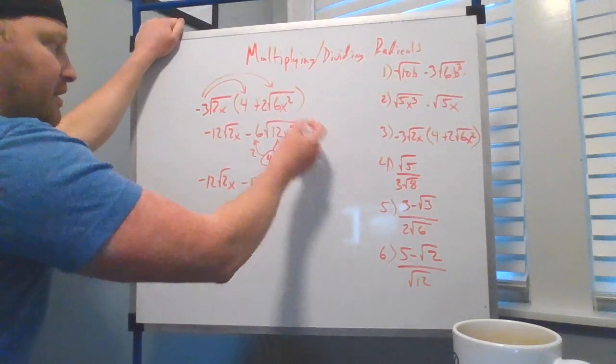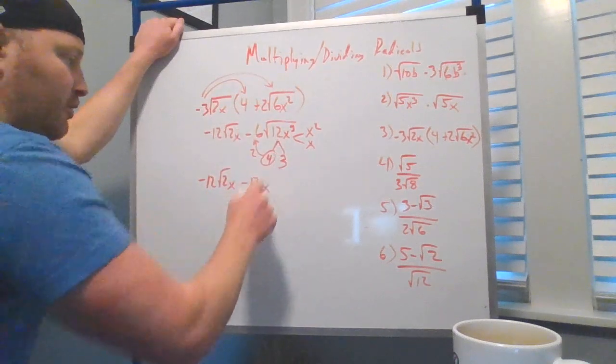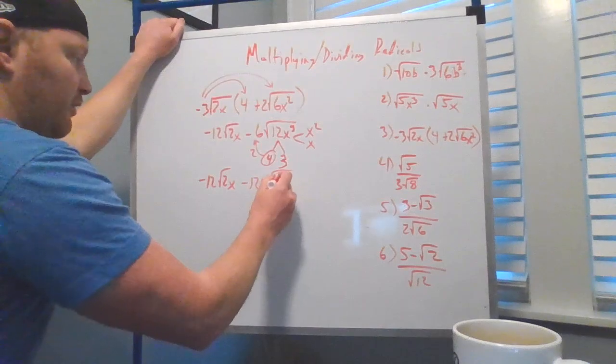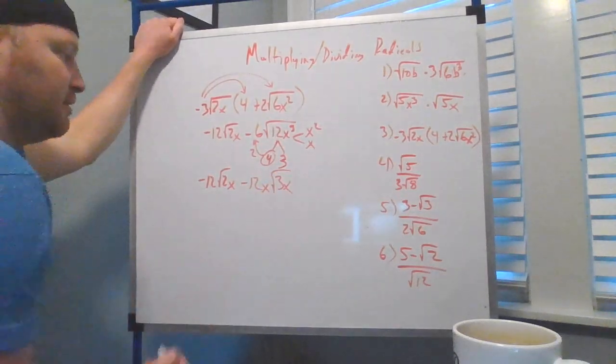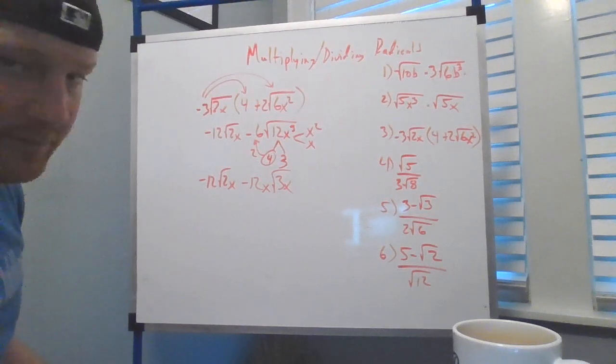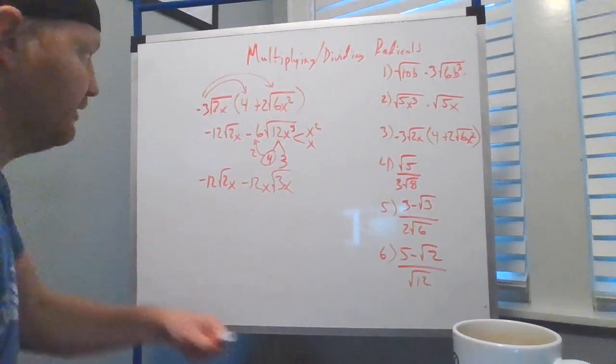This x squared comes outside as an x because power 2 divided by root 2 is just power 1. And I'm left over with 3 and x. And these are not like terms because these radicals have different expressions underneath them. Therefore, we are all done with that. Let's go on to dividing.